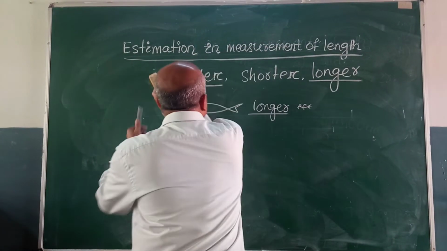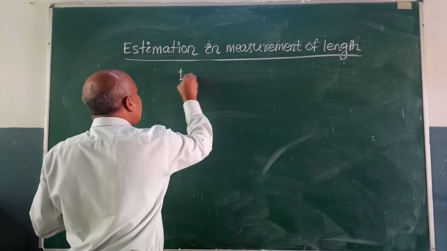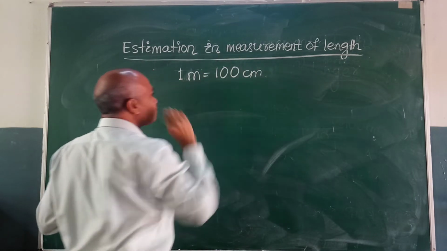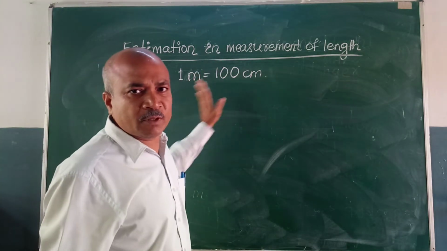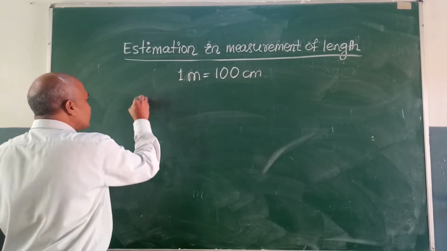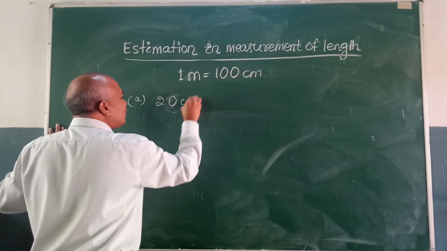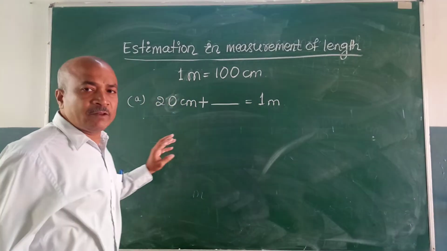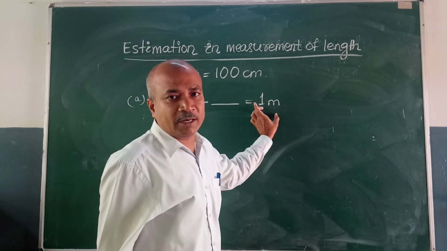Now coming to the next topic. I have already told you that 1 meter is equal to 100 centimeter. Have you remembered this, 1 meter is equal to 100 centimeter, and how it came? Yesterday I explained to you. Now suppose I ask a few questions. Suppose 20 centimeter plus dash is equal to 1 meter. That means what will I add to 20 centimeter to get 1 meter?